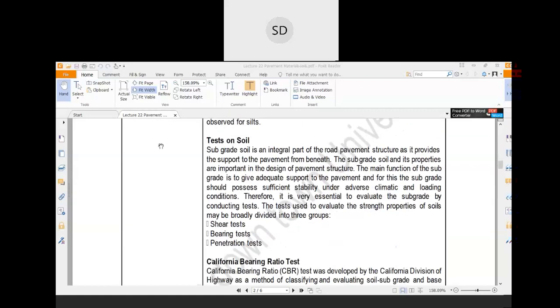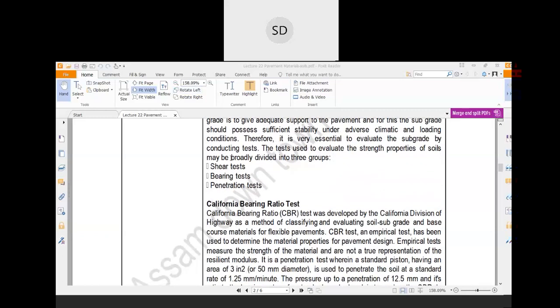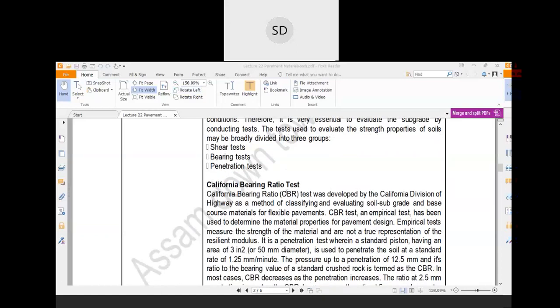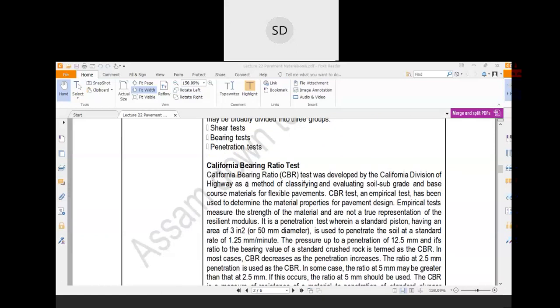Now, if you go for the tests on the soil for the pavement material, we have two very important tests. One is the California bearing ratio test, or CBR test, and another one is the plate load test. The California bearing ratio test is basically a penetration test which is used to know the subgrade strength of a soil, and this test is a laboratory test. There are two types of California bearing ratio test: one is the soaked CBR test and another one is the unsoaked CBR test.